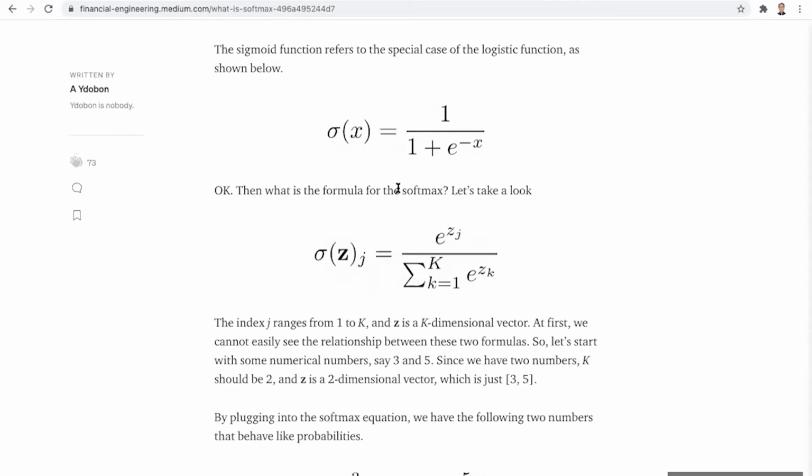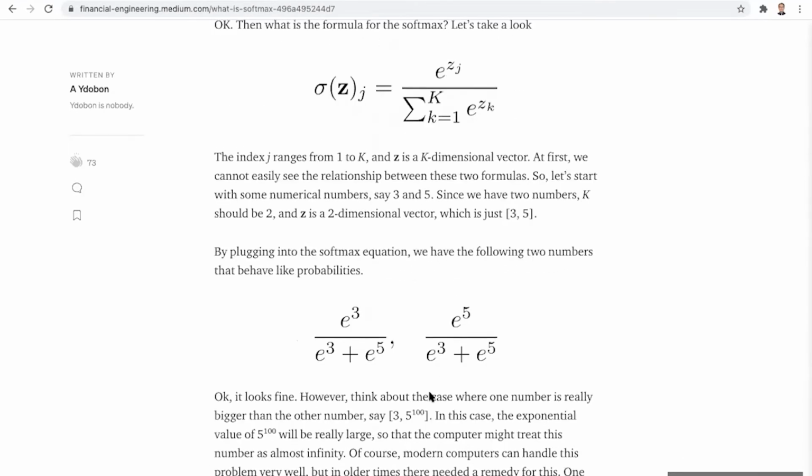So maybe it's better to see the actual numbers. It looks like this. One is this, and the other one is this. If you add these two fractions, you will always get 1. That's the property of the softmax function.